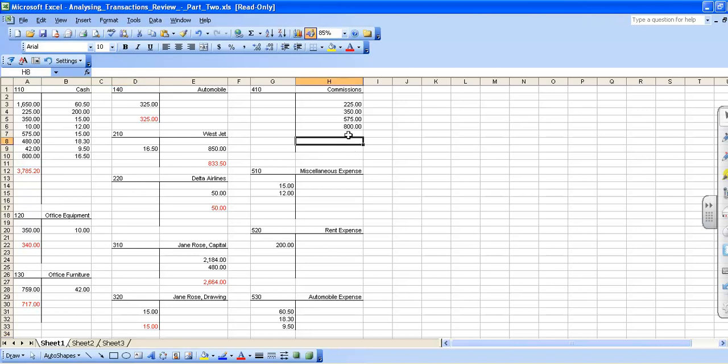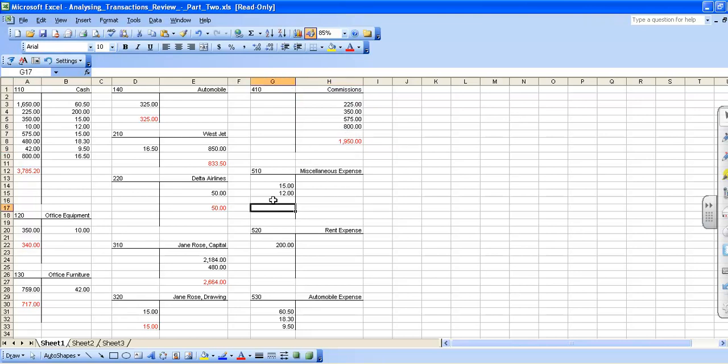Okay, as we head up over to the other side to commissions, all of our amounts are on the right-hand side because that's where they would be if they added to capital. So we're just going to put in our formula, equals sum H3 to H6, and press enter.